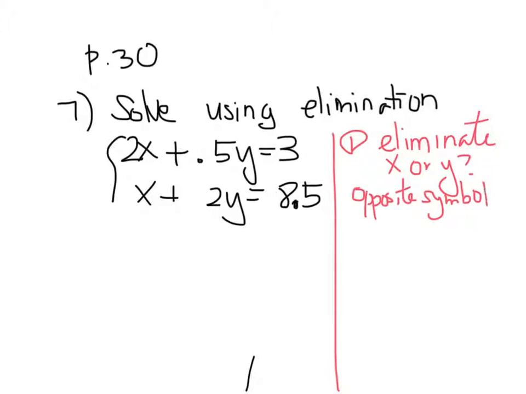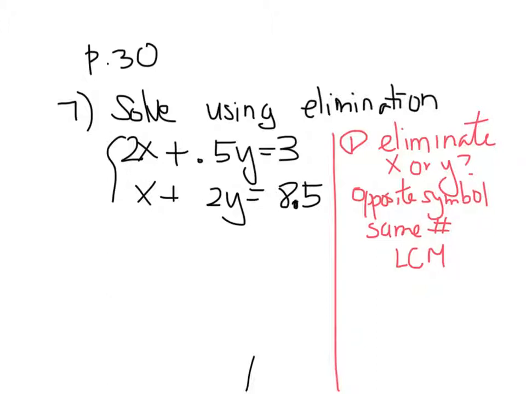We need to have opposite symbols, and then we need the same number. In order for us to have opposite symbols but the same number, we got to do exactly what Jessica said. We got to find the LCM, which is the least common multiple. Look at this. I see a 2 and a 1, but over here I see a 0.5. I'm not kidding. This is a 0.5 and then a 2.